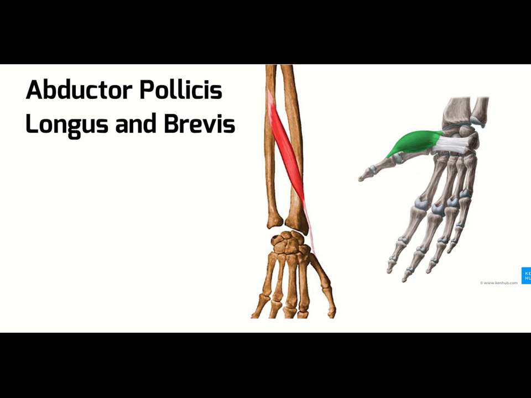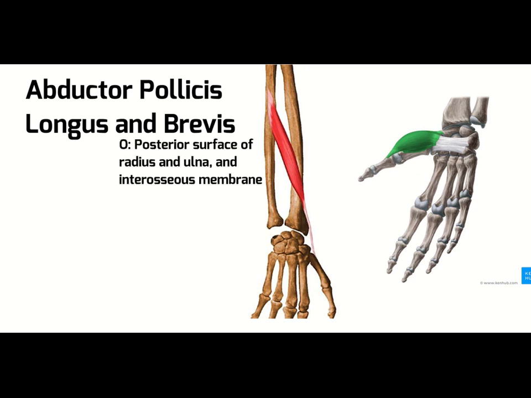Abductor Pollicis longus is one of the long muscles of the hand, while Abductor Pollicis brevis is one of the short muscles. So Abductor Pollicis longus originates on the posterior surface of the radius and the ulna as well as the interosseous membrane. It inserts on the base of the first metacarpal on the lateral side. It's innervated by the radial nerve and it causes abduction and extension of the thumb.